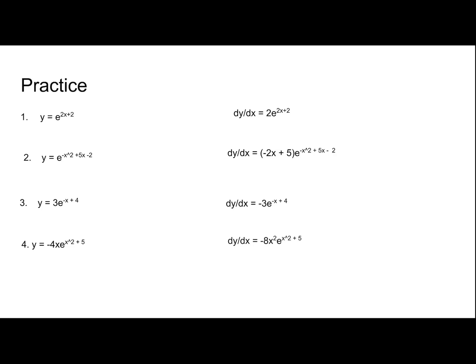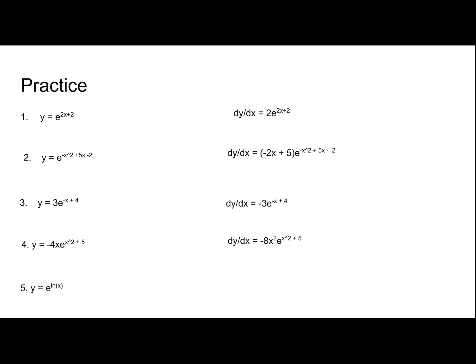However, we still need to incorporate the derivative of negative 4x, which is negative 4. So we need to add on minus 4e to the power of x squared plus 5, because we need to differentiate negative 4x as well in order to use our product rule correctly. That's a little error I made there, so I apologize for that. I hope we have clarified. The actual answer is negative 8x squared e to the power of x squared plus 5, minus 4e to the power of x squared plus 5.